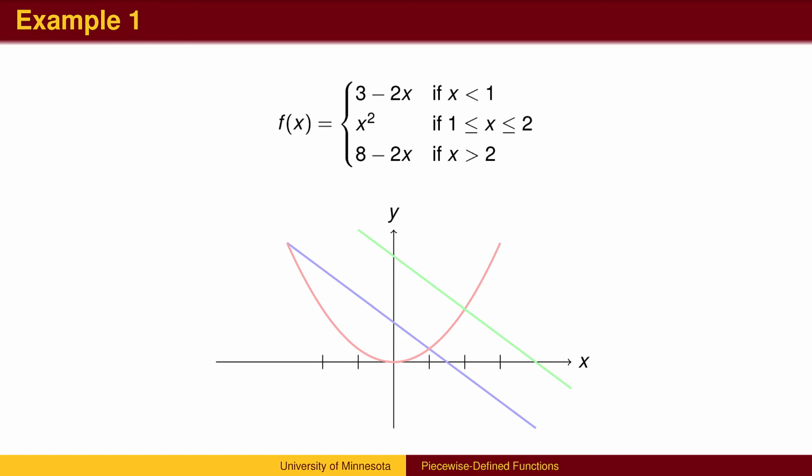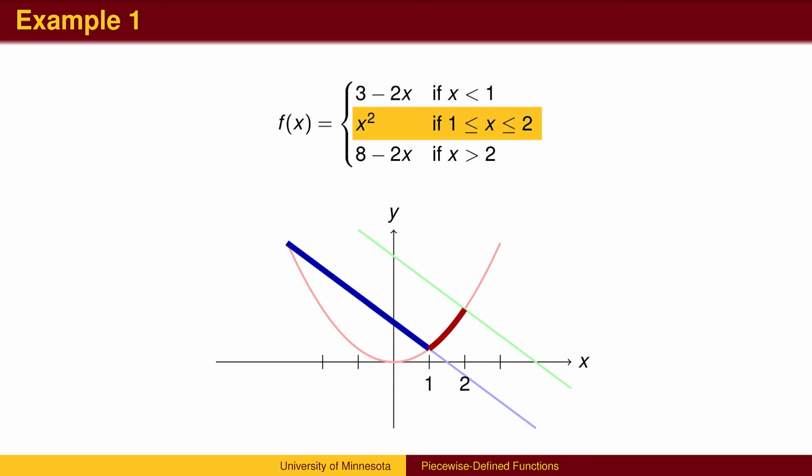In this example, part of the function is formed by the line y equals 3 minus 2x. Part of the function is formed by the parabola y equals x squared. And part of the function is formed by the line y equals 8 minus 2x. The line y equals 3 minus 2x forms the part of the function when the x values are less than 1, so we don't use the entire line, we use only that portion which lies to the left of 1.